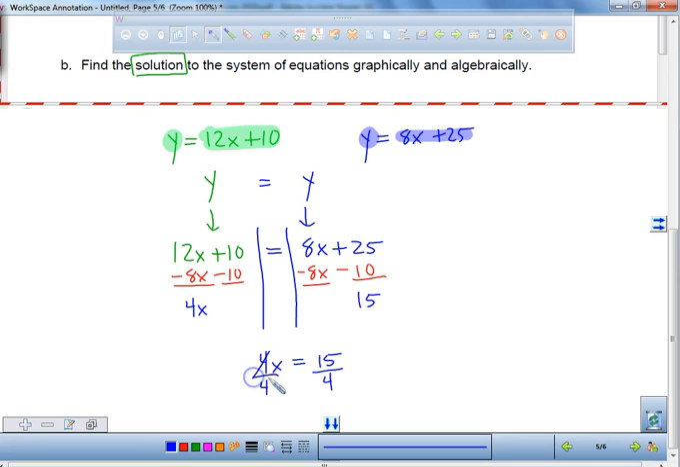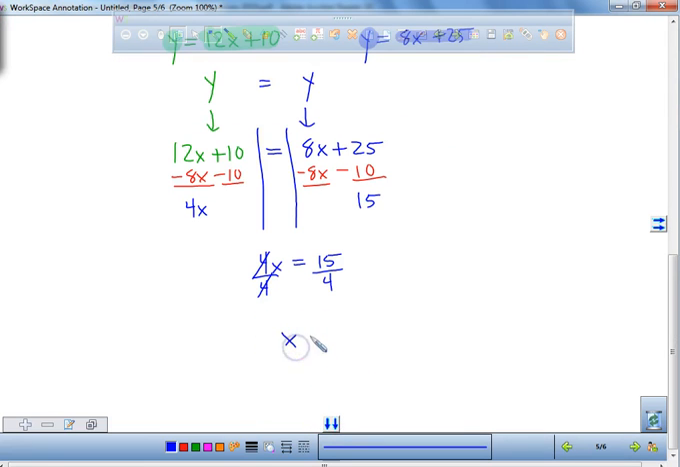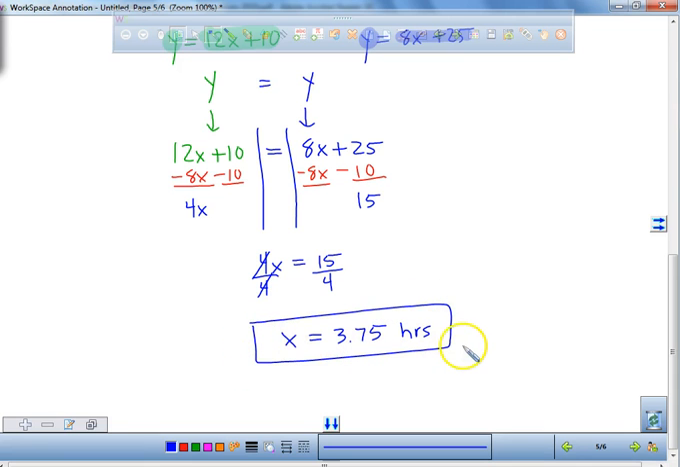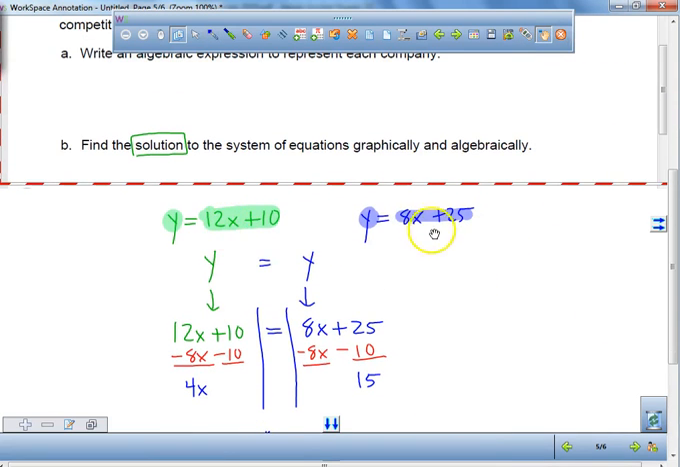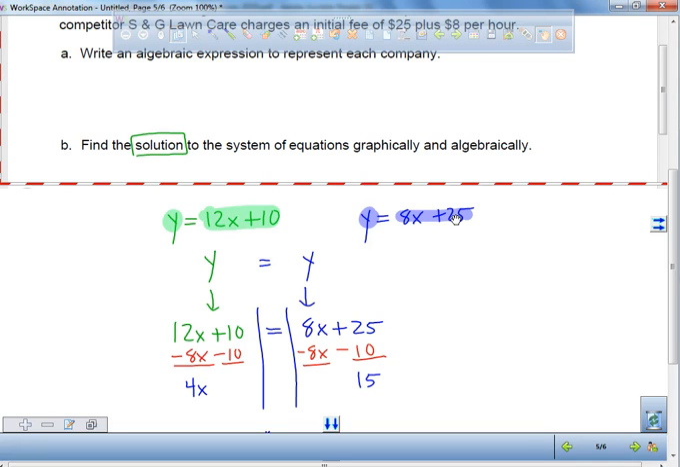So we're dividing both sides by 4, because those cancel to a 1. And x equals 15 divided by 4, which I believe is 3.75. Now, what does that mean? At 3.75 hours, their cost is the same. So, if you hired this company or this company, and they both work for a total of 3.75 hours, that means the cost that they're going to charge you will be exactly the same.